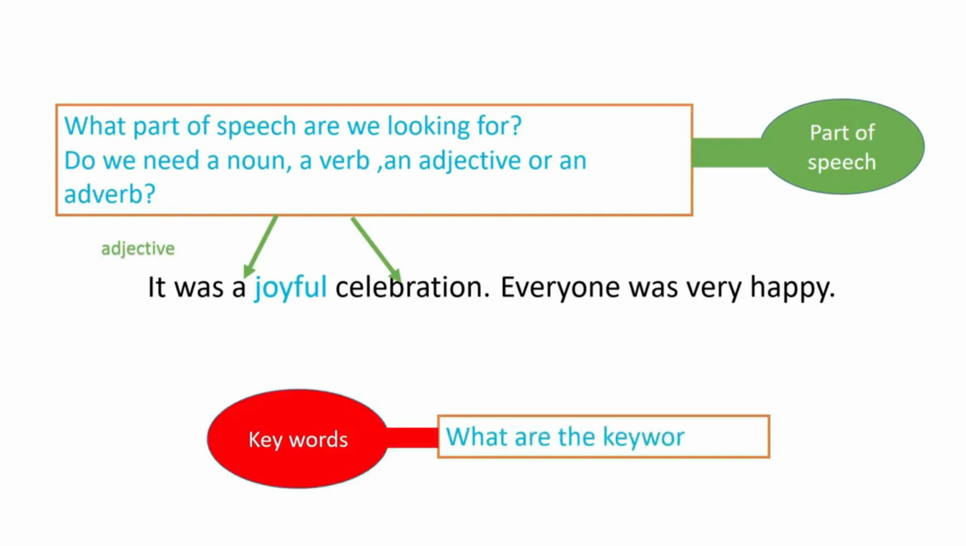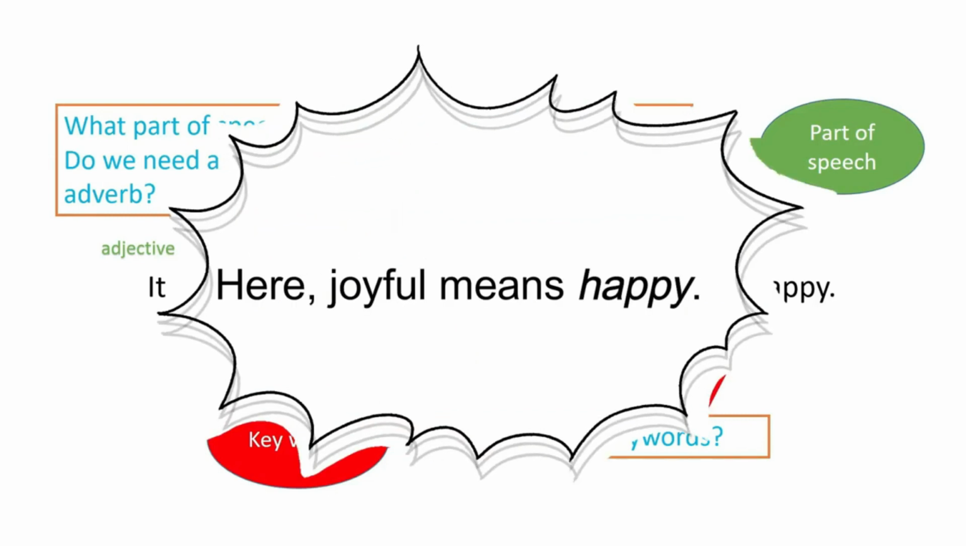After that, we look for the keywords. What are the keywords to help us understand the meaning of this adjective? Well, the keywords are happy and celebration. So we have these two words, celebration and happy. These words allow us to understand the meaning of joyful.